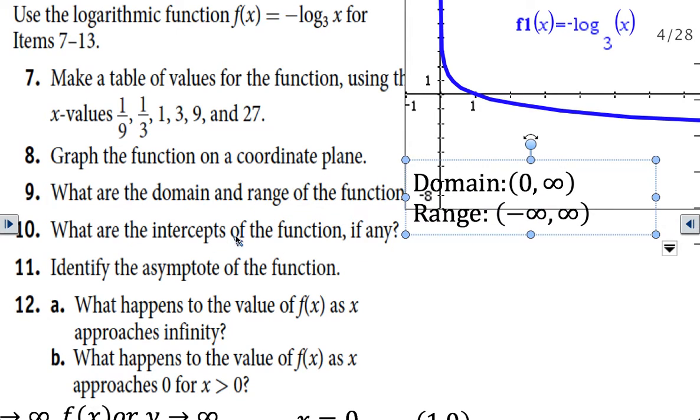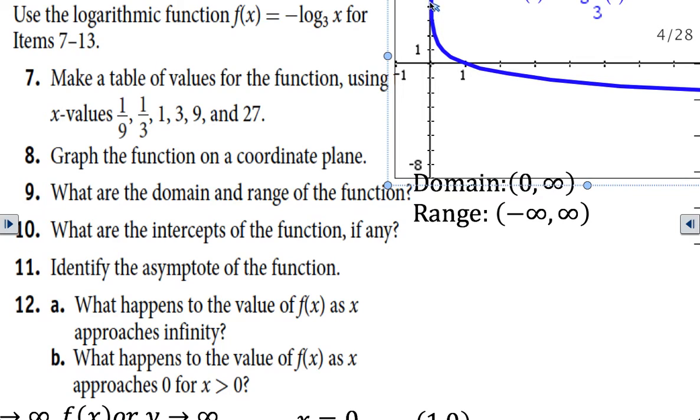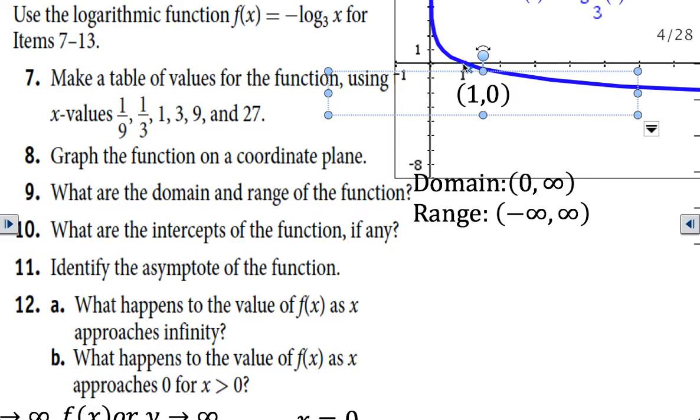And then what are the intercepts of the function, if any? Notice it looks like it does intersect the x-axis or the y-axis, but it really doesn't. So we have no y-intercept, but the x-intercept is right here at (1, 0).